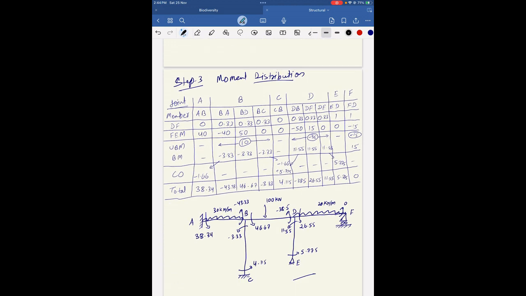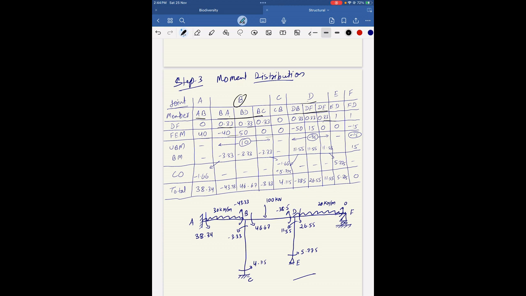So now we will find the moment distribution of S. Joints A, B, C, D, E, F, and all the members. At joint B we have 3 members, AB, BD and BC. At joint D also we have 3 members. Now the distribution factor is 0.33, all have 0.33.